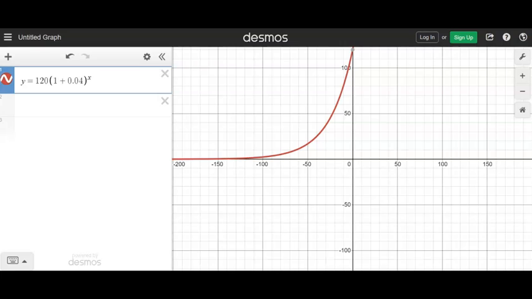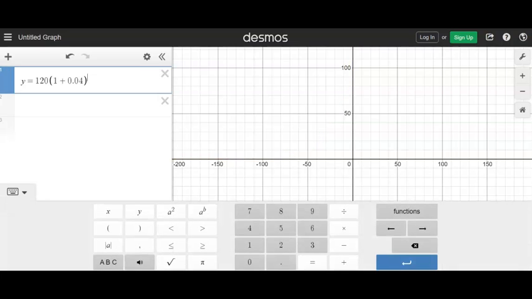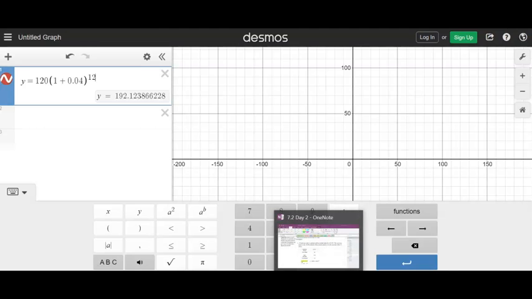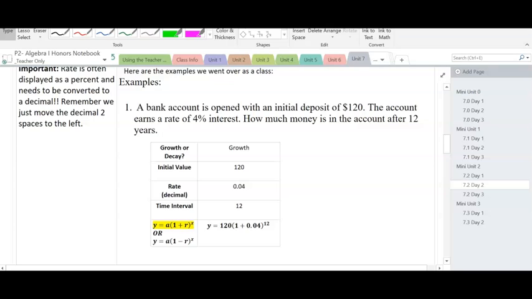But we know that we want to find out after 12 years. So instead of having x, I'm just going to put in 12. And look, it pops out our answer. It is y is equal to 192.124 if I round it off a little bit. So I can go back to OneNote and say this is about equivalent to 192. So we can use Desmos to help us solve for the answer.